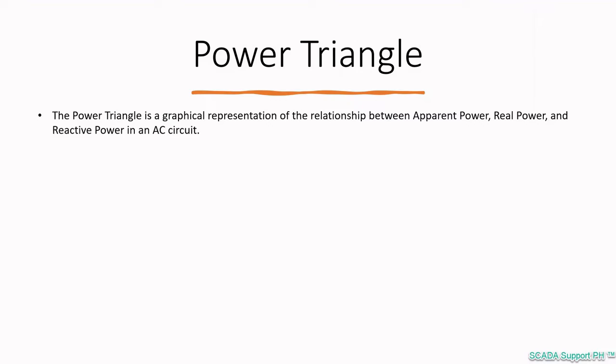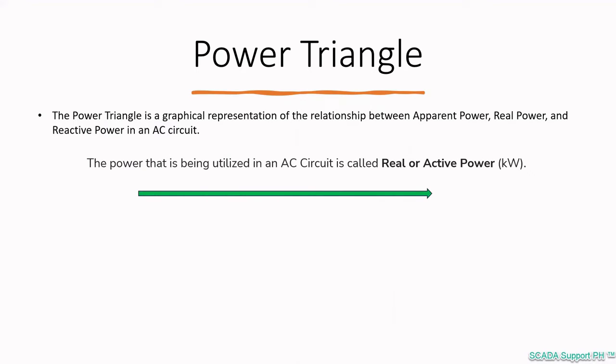The power triangle is a graphical representation of the relationship between the apparent, real, and reactive power in an AC circuit. It helps us understand the concept of power factor. In this example, we will use a leading power factor. Real power or active power is represented by the horizontal side of the power triangle. It's the actual power that is produced and used to perform work in an electrical circuit. It's measured in kilowatts or kW.